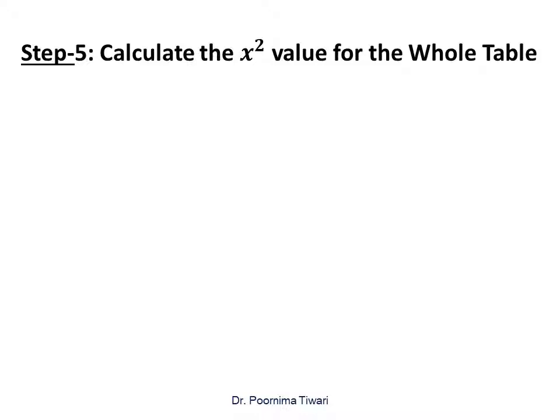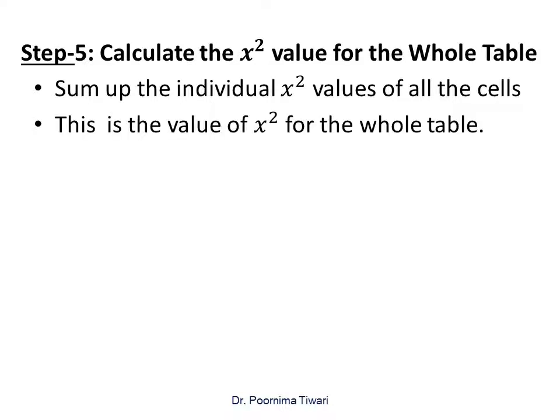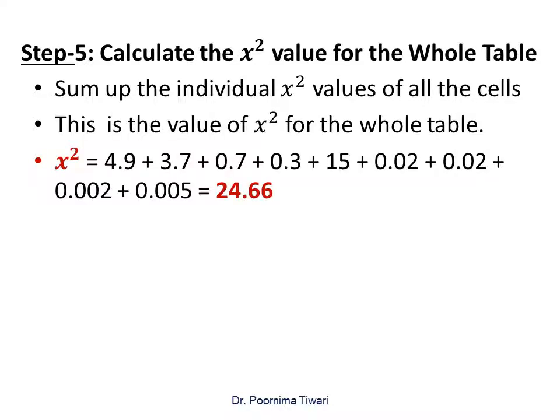Step 5 is calculation of the chi-square value for the entire table. For this, we sum up the individual chi-square values of all the cells. We add up, and the sum comes out to be 24.66. This is the value of chi-square for the whole table.